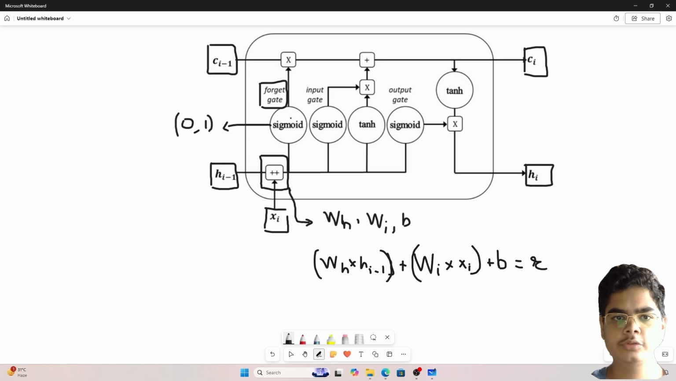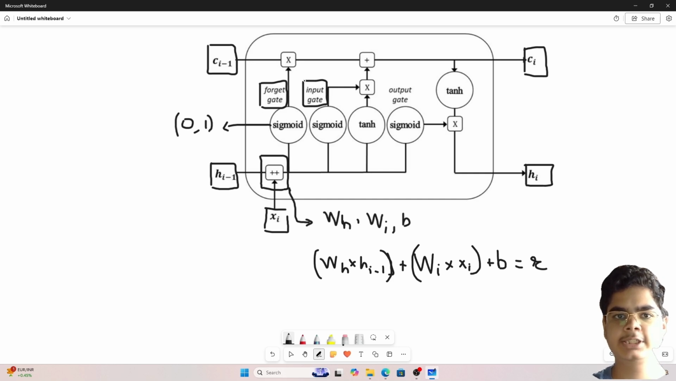So if the output of this sigmoid function is close to 0 and it is multiplied with the contents of the cell state, then the contents of the cell state will become 0, and if the output of this sigmoid function is close to 1 and then it is multiplied with the contents of the cell state, then the contents of the cell state will basically remain unchanged. So this is how the sigmoid function decides if the content stored in this cell state should be forgotten or not. So now let us study what is input gate.